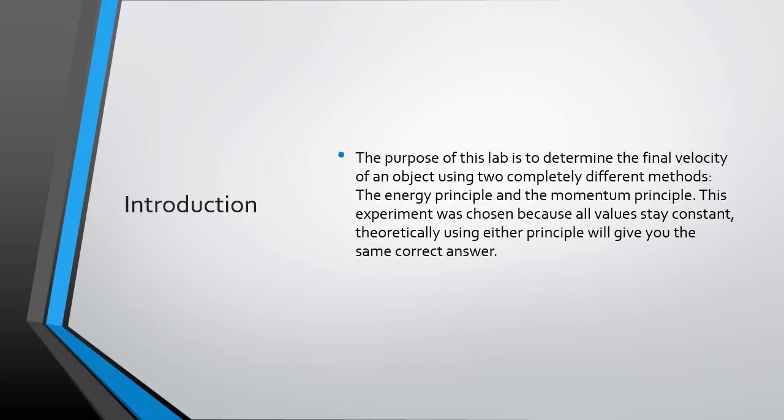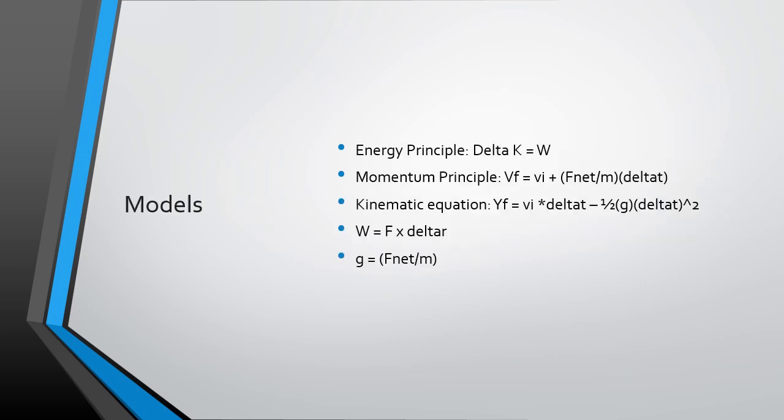Alright, so the purpose of this lab is to determine the final velocity of an object using two completely different methods, the energy principle and the momentum principle. This experiment was chosen because all values stay constant. Theoretically, using either principle, it will give you the same correct answer.